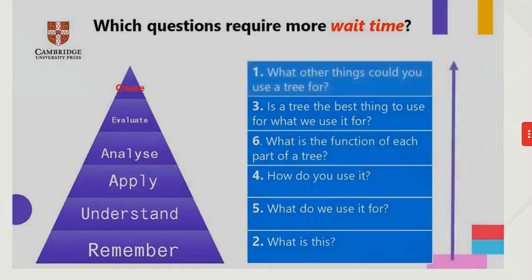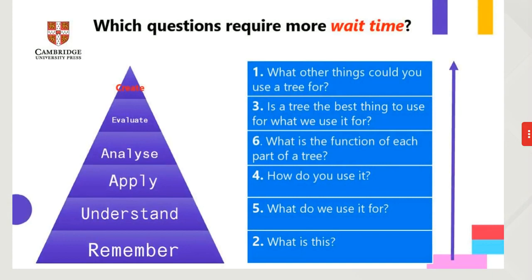And finally, question 1 requires the most cognitive skills. What other things could you use a tree for? Here, we're asking our students to create, and this would mean that we need to give our students, right at the top of Bloom's taxonomy, a lot more time before we expect them to answer or to produce.